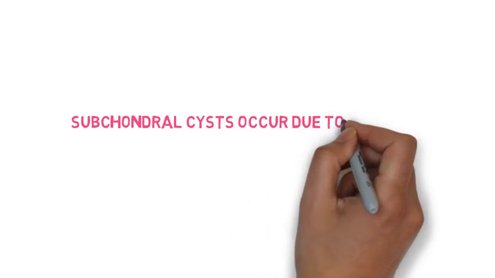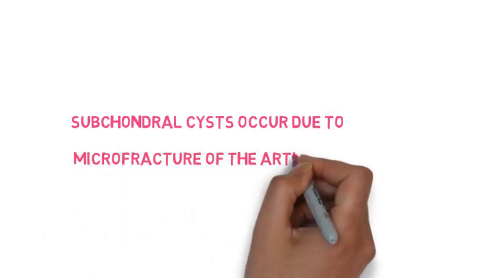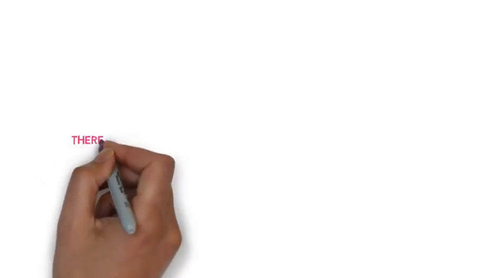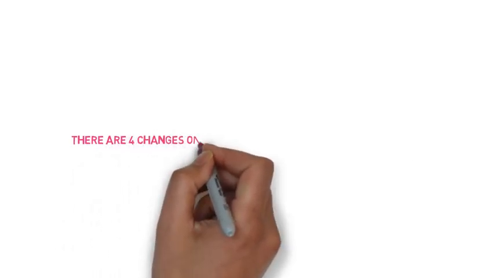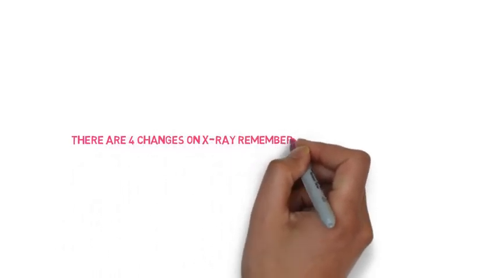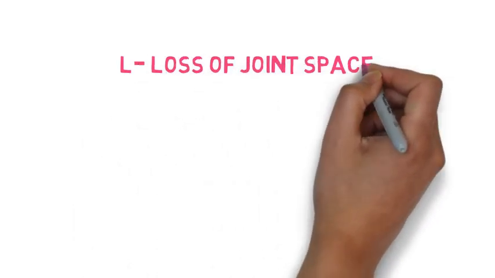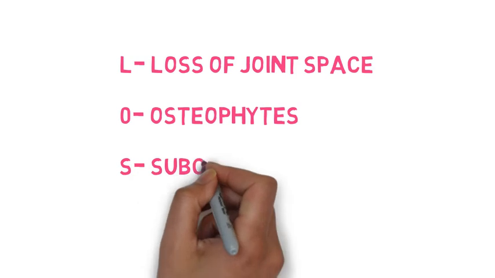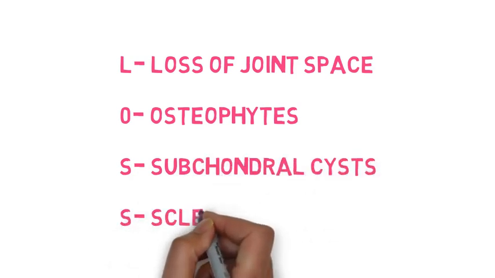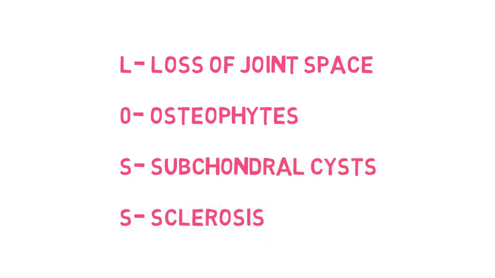Subchondral cysts occur due to microfractures of the articular surface, and there are 4 changes on X-ray, which can be remembered by the mnemonic LOSS, and these are what I've spoken about, the responses of the bone and the cartilage to osteoarthritis. So L is for loss of joint space, O is for osteophytes, S is for subchondral cysts, and the second S is for sclerosis.